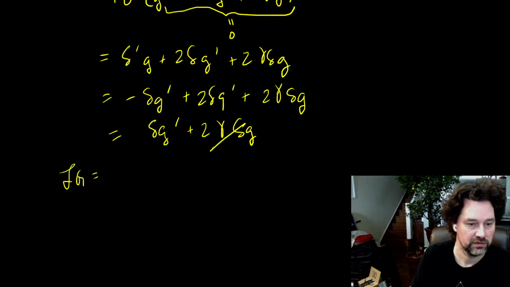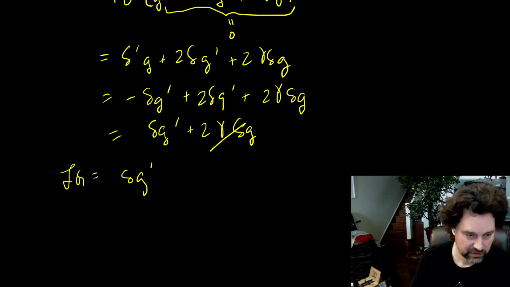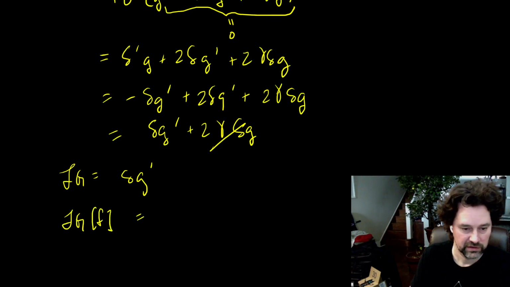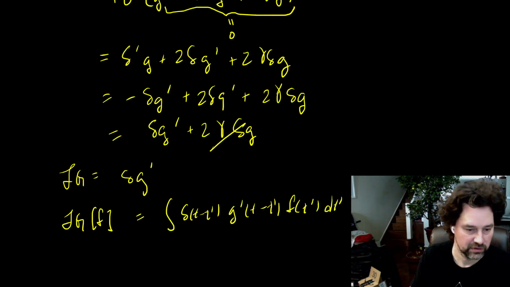So LG equals delta g prime. What we want is LG equals delta. We don't quite have that, so we have to apply the same trick. We want to apply LG to a test function and see what we get. So if we apply LG to a test function f, that means that we have the integral of delta t minus t prime, g prime t minus t prime, f of t prime, dt prime, over the entire range.